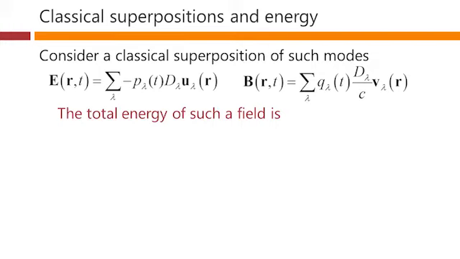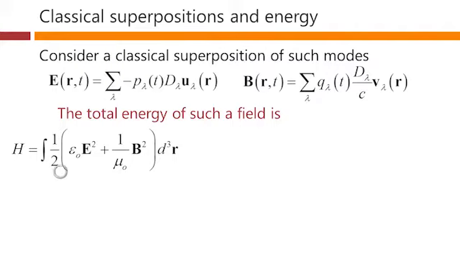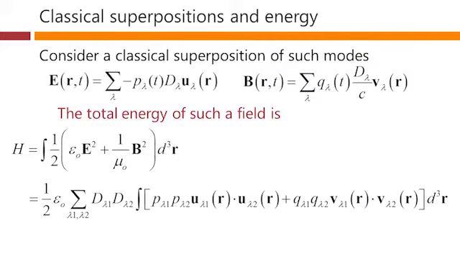The total energy of a field like that would just be, as before for a classical field, a total energy that starts from the energy density in the electromagnetic field, which classically we can write in this form, and then integrating over the volume of the problem. So if we use these particular mode forms that we have here, we get this result.